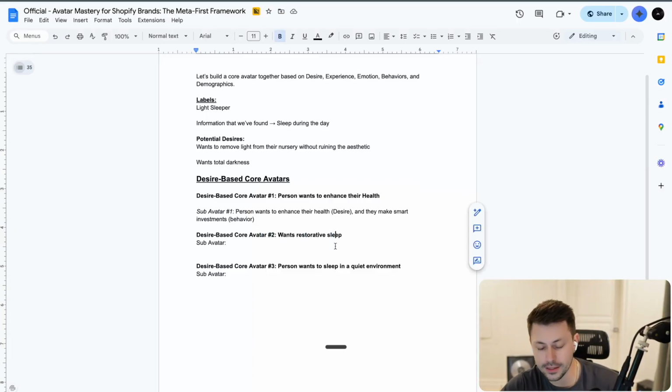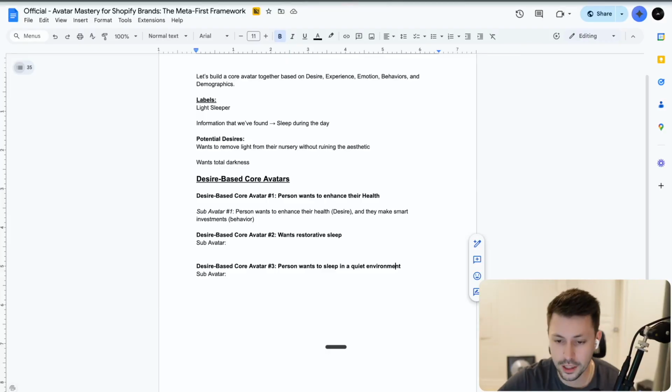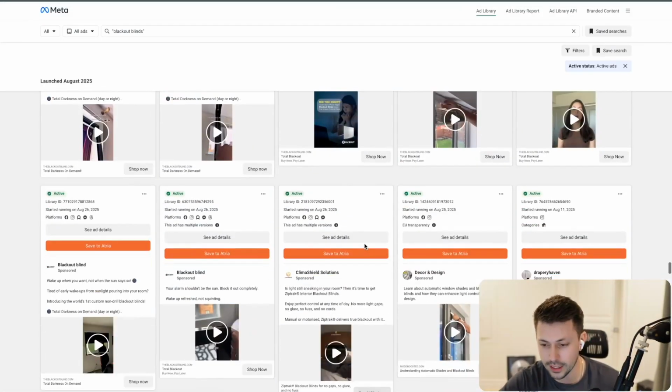And then someone who wants total darkness, it's like, well, why do they want total darkness? Well, that's probably going to lead to more restorative sleep, a person who wants a quiet sleeping environment, all that kind of stuff. And so there you can see just by taking a look at the market, and guys, I'm doing this high level for you. You guys should spend a lot more time than I'm spending on this, right? I try to make these videos shorter so you guys can go and spend more time taking action than watching me take action, because watching me take action doesn't make you money. You taking action makes you money, okay?